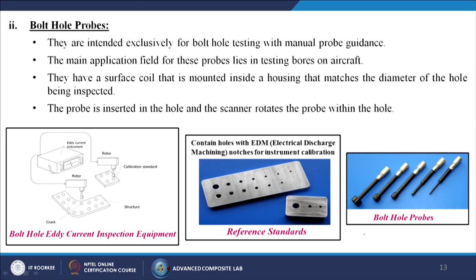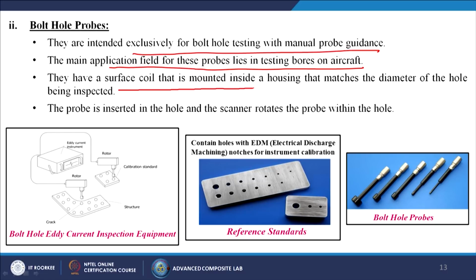Now, come to the bolt hole probes. They are intended exclusively for bolt hole testing with manual probe guidance. The main application field for these probes lies in testing bores on aircraft. They have a surface coil that is mounted inside a housing that matches the diameter of the hole being inspected. So, here you can see we are trying to inspect the inside of this particular hole. We have different bolt hole probes, and we just have to insert these probes inside this hole. Bolt hole eddy current inspection equipment looks like this.